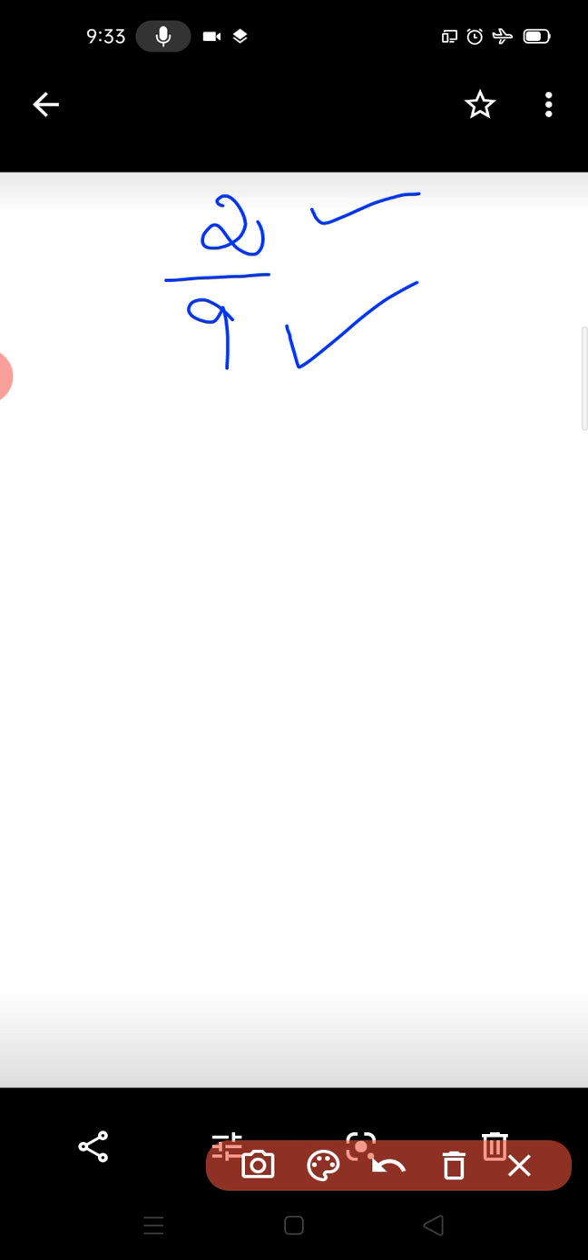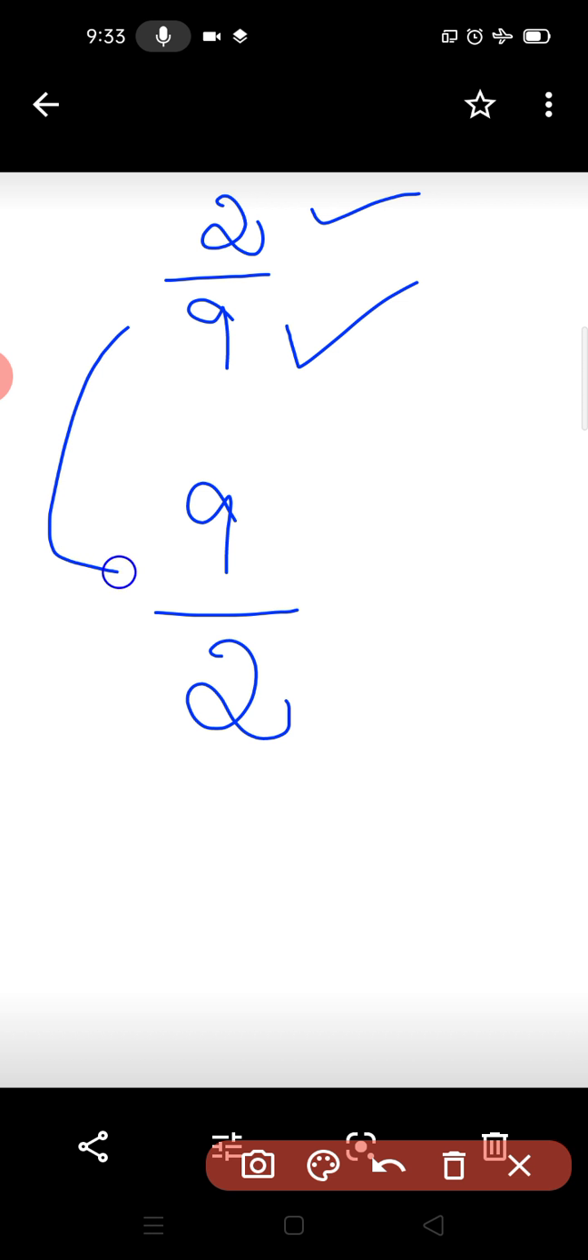What is meant by reciprocal? Again we will see now. Multiplicative inverse and reciprocal both are the same. If one fraction is given like 2 by 9, then how do we find the reciprocal or multiplicative inverse for this given fraction? Here the numerator is 2 and the denominator is 9. Now we take the numerator as 9 and the denominator as 2. Then this is called the reciprocal of the given fraction.